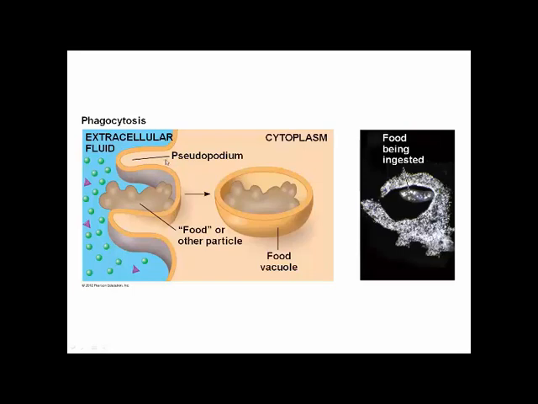And the phagocytosis results in the creation of something like a transport vesicle. Here it's called a food vacuole. But it's a membrane-bound vesicle that's going to fuse with the lysosome so that this food particle can be further digested.